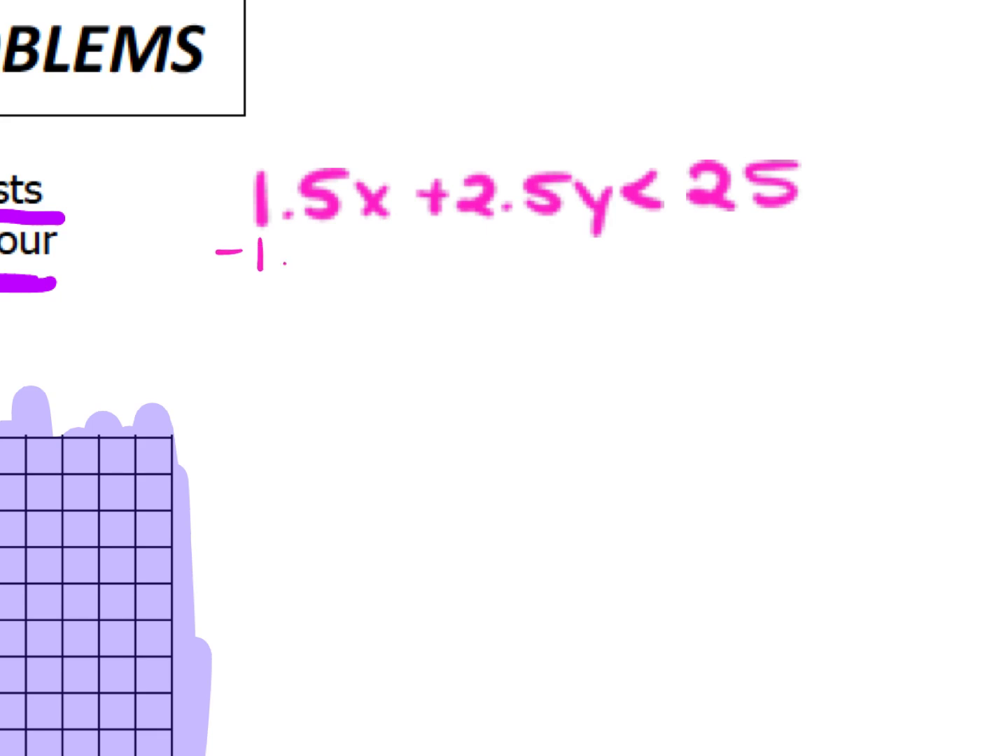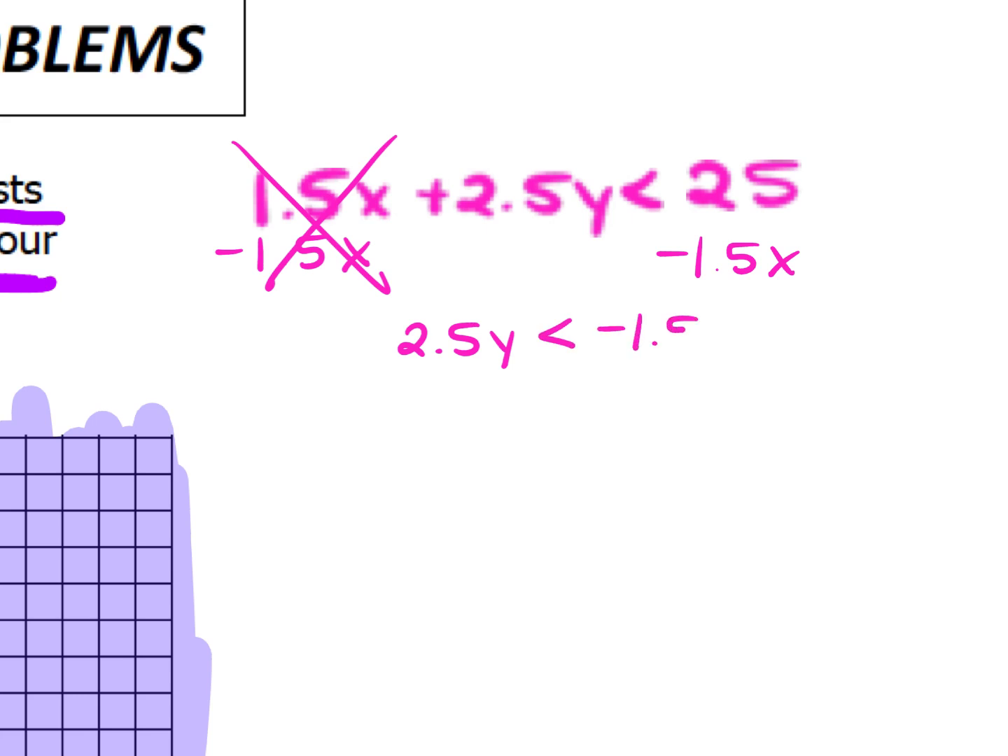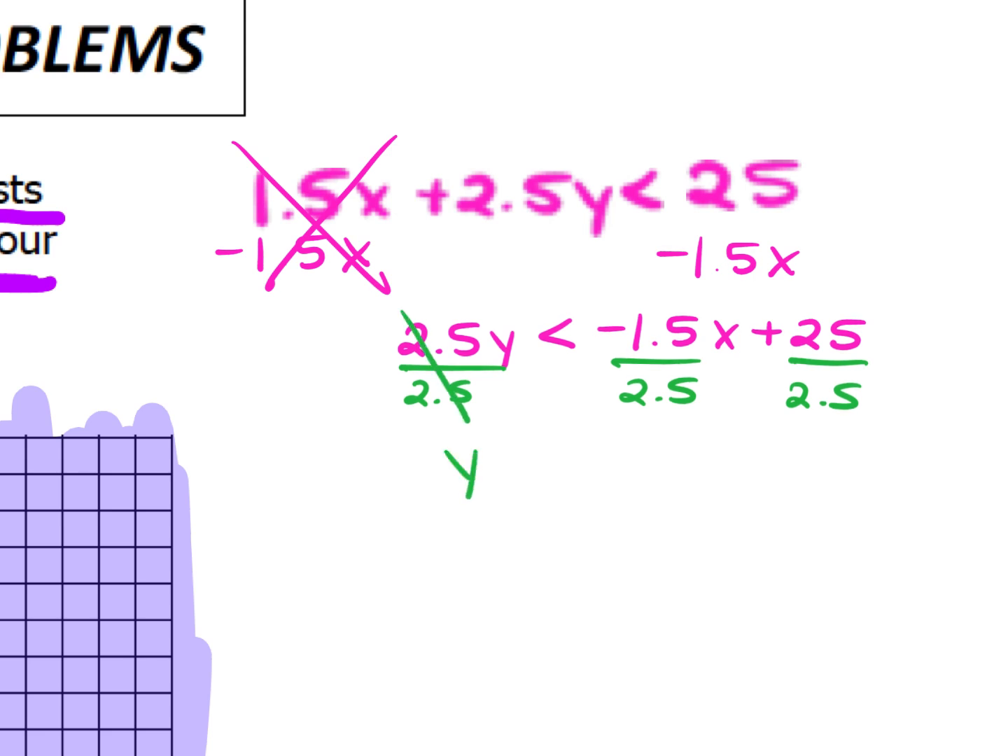Subtract 1.5x from both sides, okay? So minus 1.5x. So right now, I have 2.5y, still on the left, this went away, is less than negative 1.5x plus 25. Okay, your next move is divide by 2.5. So this is 1, and we have a y there. Do I flip my symbol on this one? No, because we divided by a positive, okay?